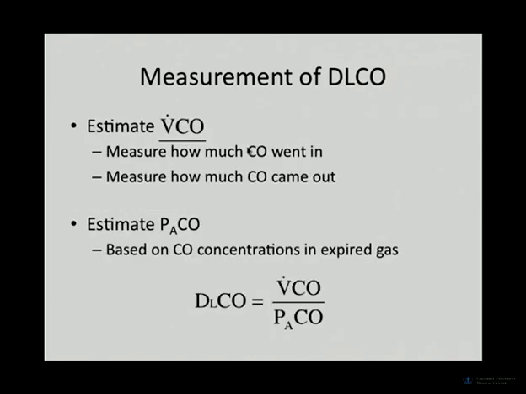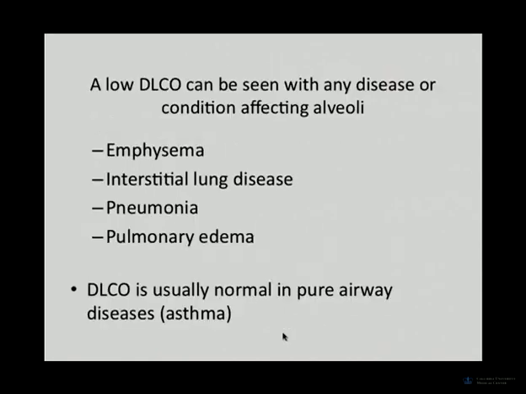And we basically measure how much carbon monoxide went in. We measure how much came out. The difference is how much went into the blood. We can use the change in the concentration of what's blown out to determine what was the concentration in the alveolus, and we get a DLCO.